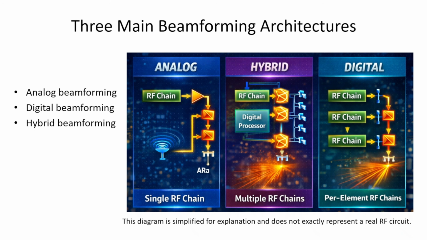So, in practice, engineers are always balancing three things: hardware complexity, power consumption, and system flexibility. There is no single perfect architecture. The best choice always depends on the system design goals. Let's start with analog beamforming.